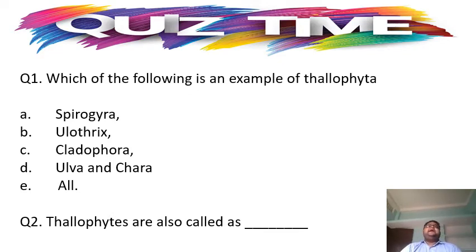Right. So, as we have seen in our previous slide also, the thallophytes are the plants that do not have a differentiated body, and it has organisms such as Spirogyra, Ulothrix, Cladophora, and Ulva and Chara. So, all of the above is the correct option, right? So, the answer will be all of the above, right?